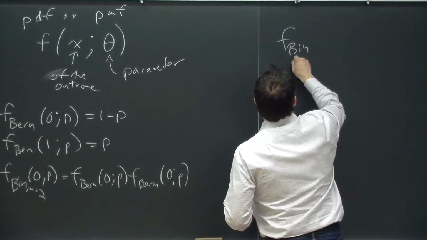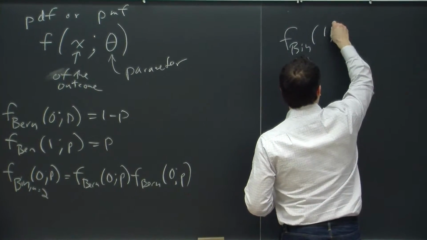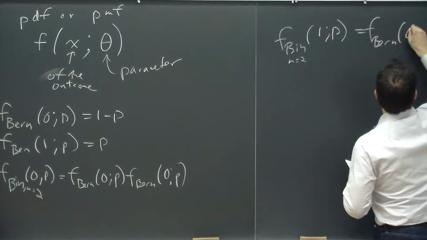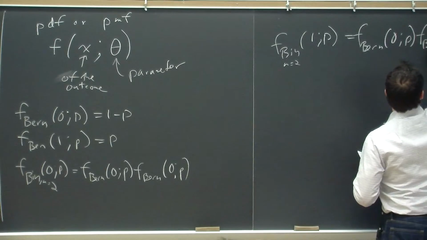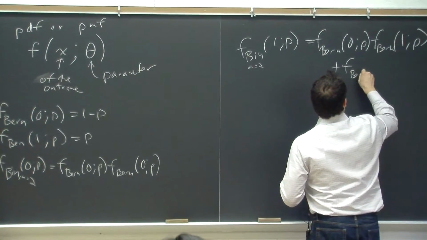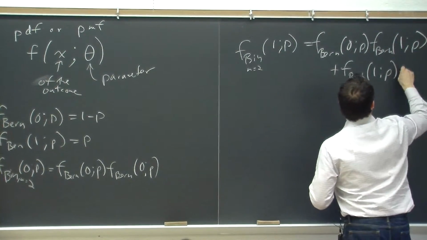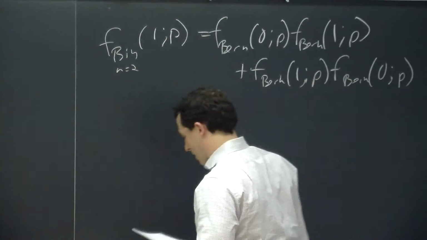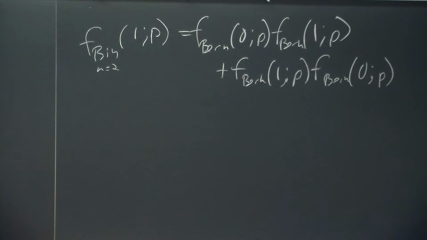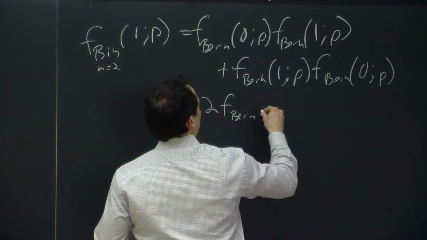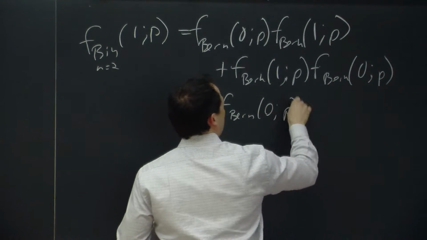f binomial with n equal to 2 of (1; p) is f Bernoulli(0; p) times f Bernoulli(1; p) plus f Bernoulli(1; p) times f Bernoulli(0; p). Not saying much here. So either first a 1 and then a 0, or first a 0 and then a 1, which is equal to some coefficient times just whatever this was, not caring about the order.